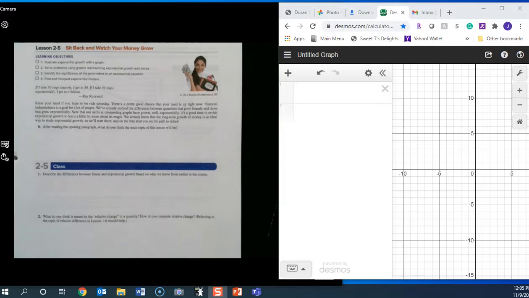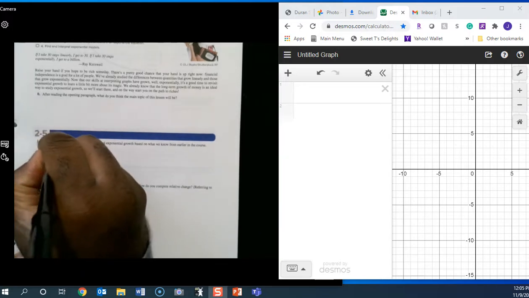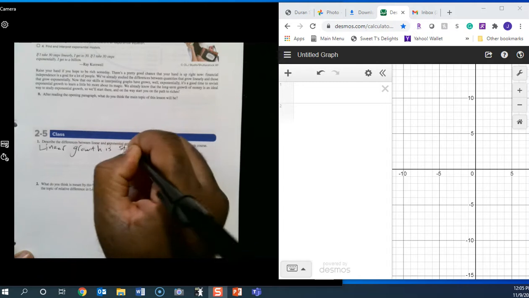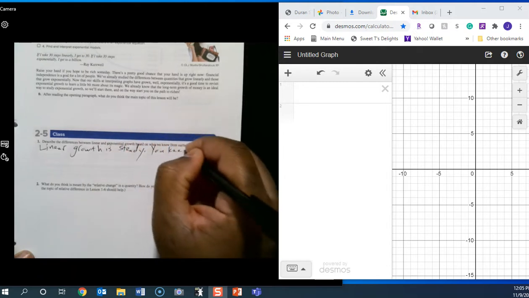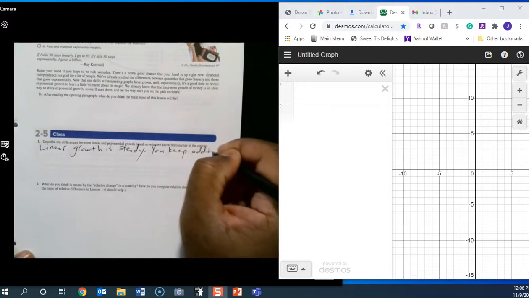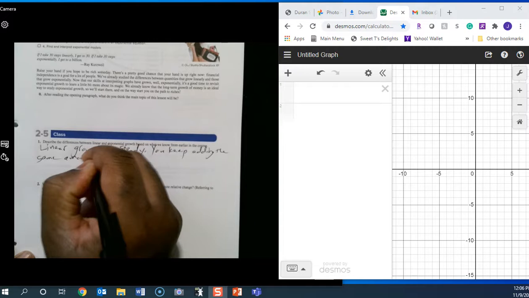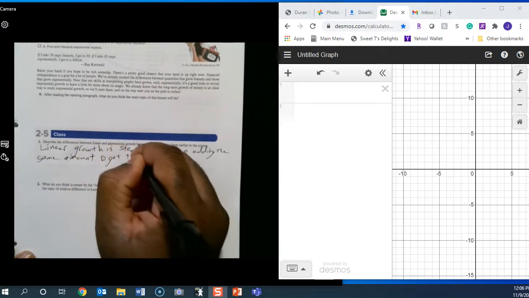Now we go down here to problem number 1. It says describe the differences between linear and exponential growth based on what we know from earlier in the course. Okay, first of all, we know linear growth is steady. You keep adding the same amount to get the next value.